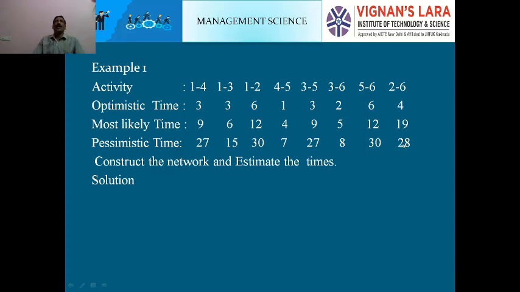Optimistic time means all events and the project environment are favorable, no problems. Most likely means it may or may not happen, a 50-50 chance. Pessimistic means there is no favorability, everything is unfavorable, there is no good environment in the project. These are the three time components based on the PERT technique. Let us construct the network and estimate the times. Let us see the solution.